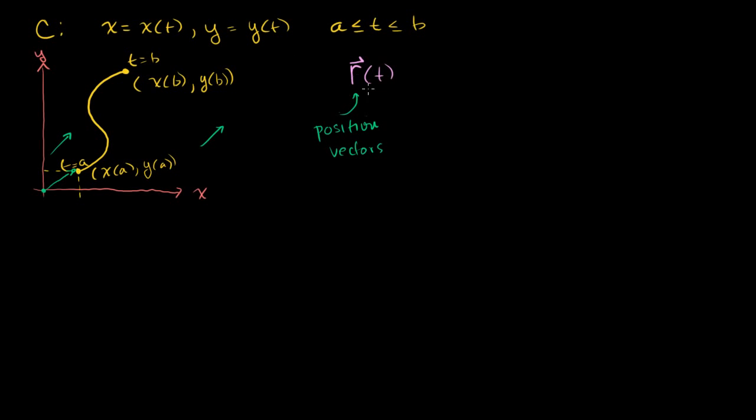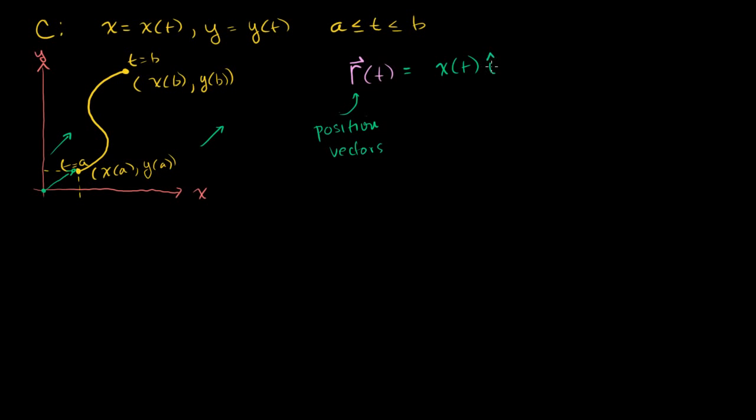So let's see if we can describe this curve as a position vector valued function. So we can say r of t is equal to x of t times the unit vector in the x direction. The unit vector gets a little caret on top, a little hat. That's like the arrow for it.